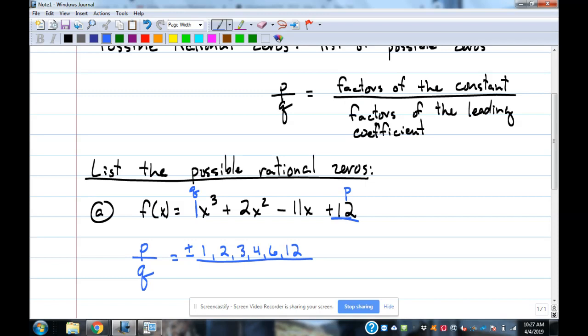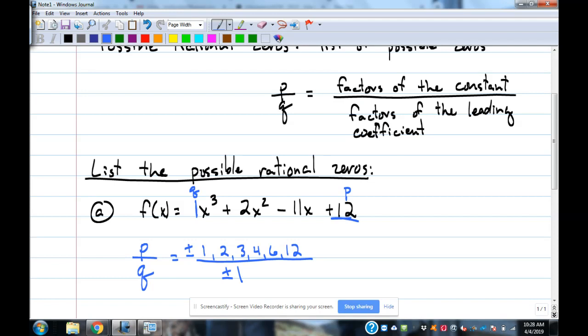So plus or minus is technically in front of each one of those numbers, but I'm good with just putting plus or minus in front of the whole list. I'm just saying, hey, guys, we know that that's plus or minus. Now, on the bottom, we want the factors of the leading coefficient. The leading coefficient is 1. What's the only factor of 1? 1. So that makes this easy. There. Now, that makes the setup.